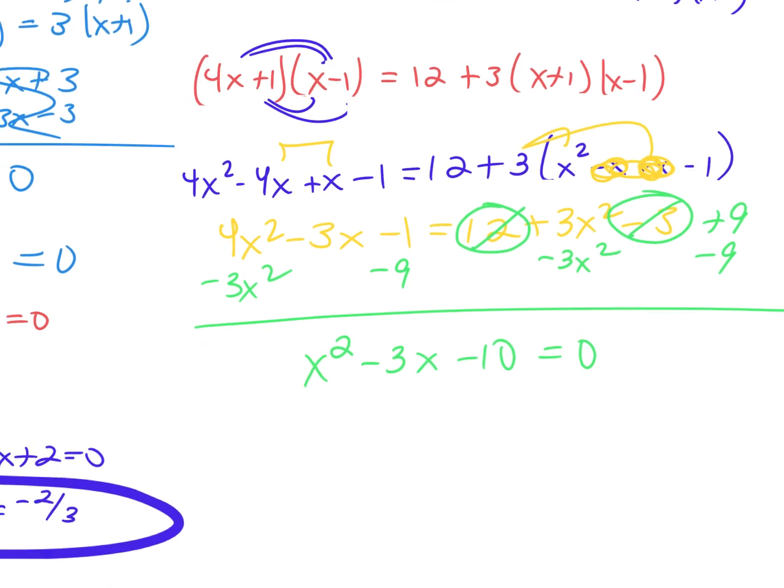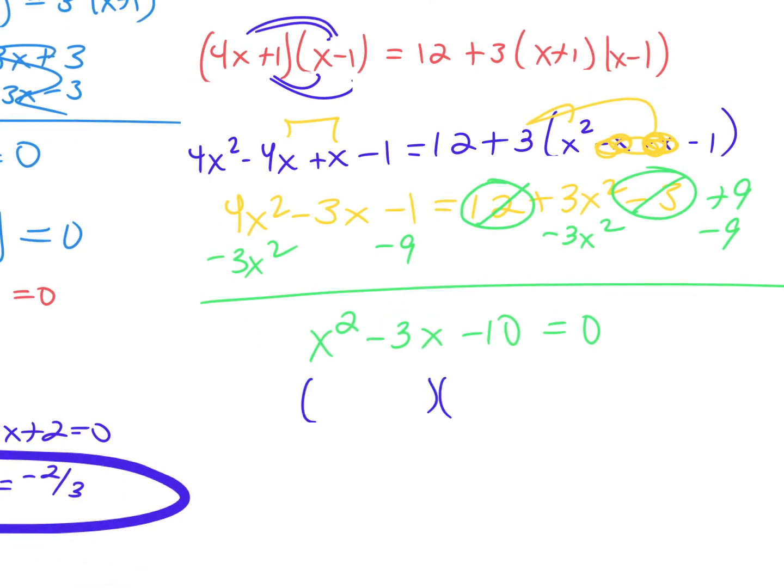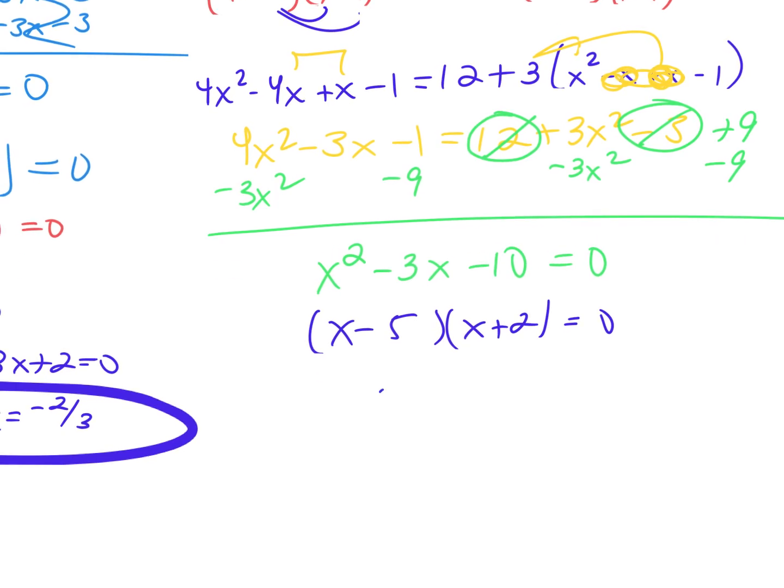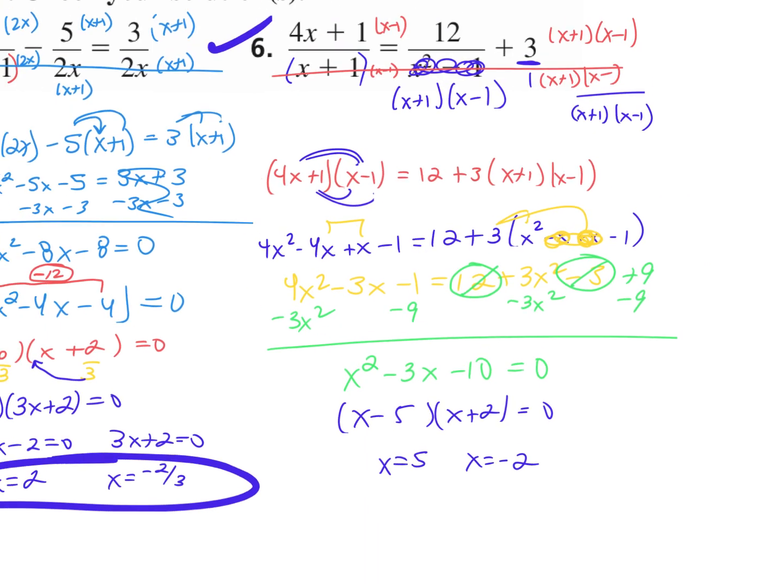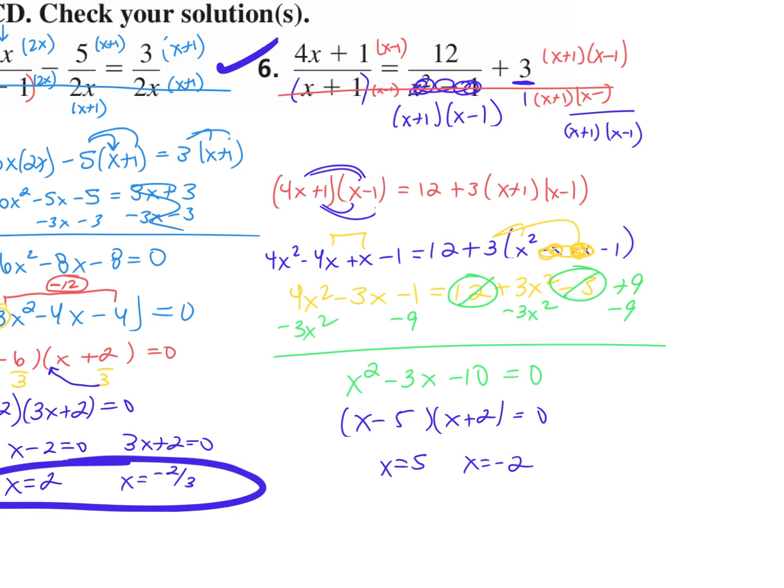It's another factoring problem. What times what will give me a negative 10 when I multiply, but a negative 3 when I add? Perfect. X minus 5, x plus 2. So my two answers here become x equals 5 and x equals negative 2. Do either of those values make my denominator 0 if I plug it back in? Nope. So we're good.